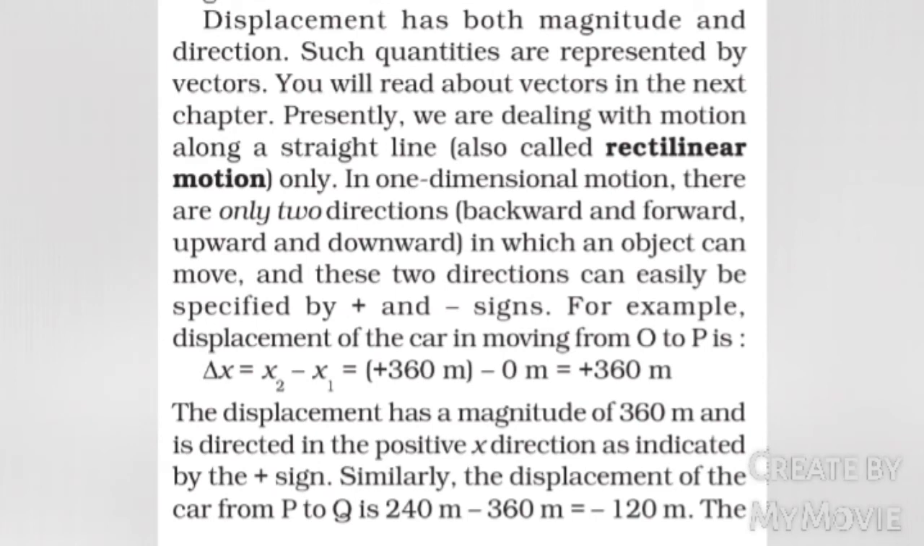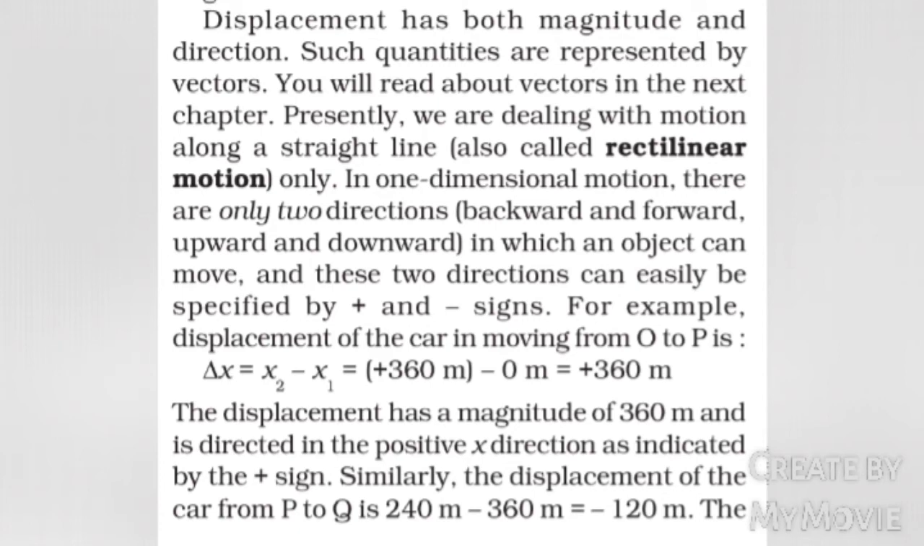Displacement has both magnitude and direction. Such quantities are represented by vectors. You will read about vectors in the next chapter. Presently, we are dealing with motion along a straight line, also called rectilinear motion only. In one-dimensional motion, there are only two directions, backward and forward, upward and downward, in which an object can move, and these two directions can easily be specified by plus and minus signs.